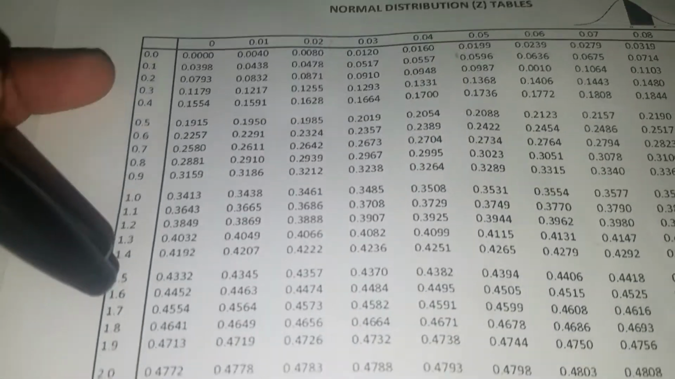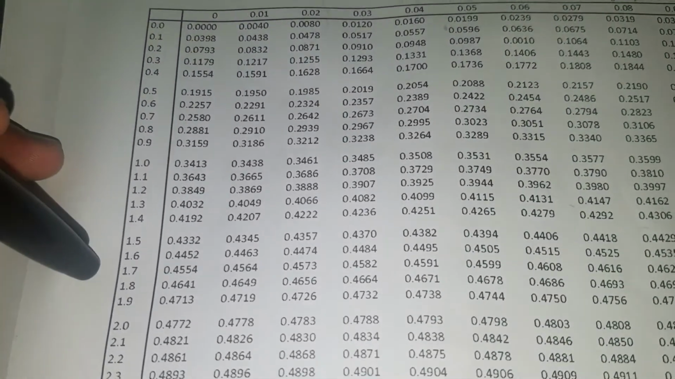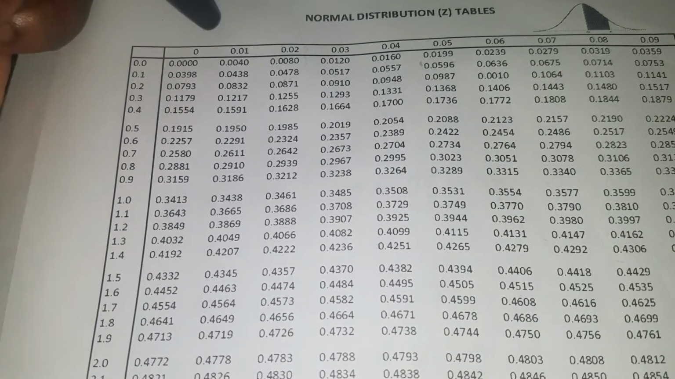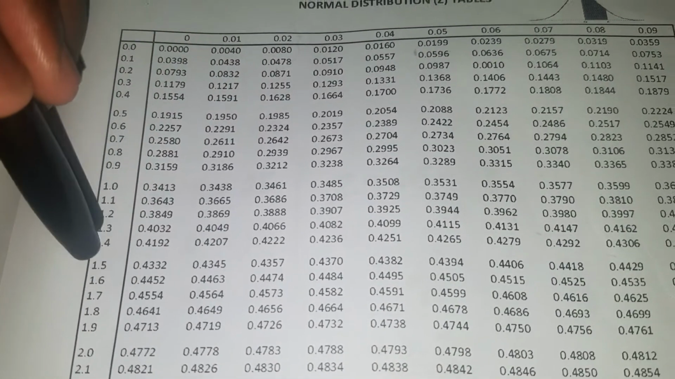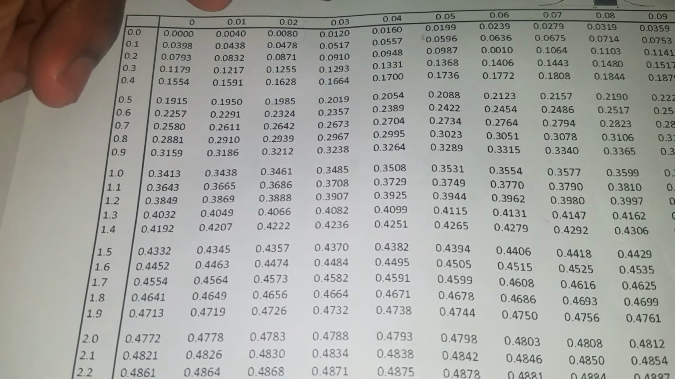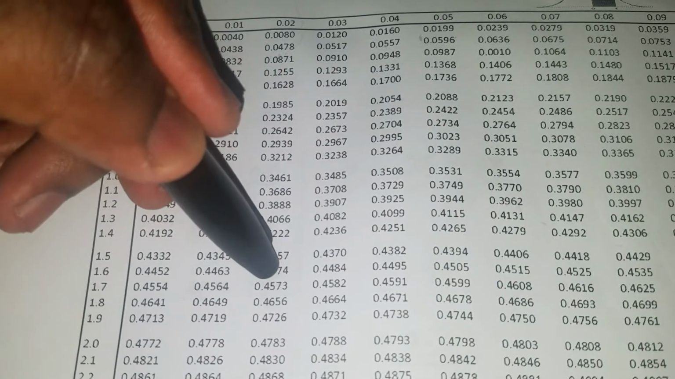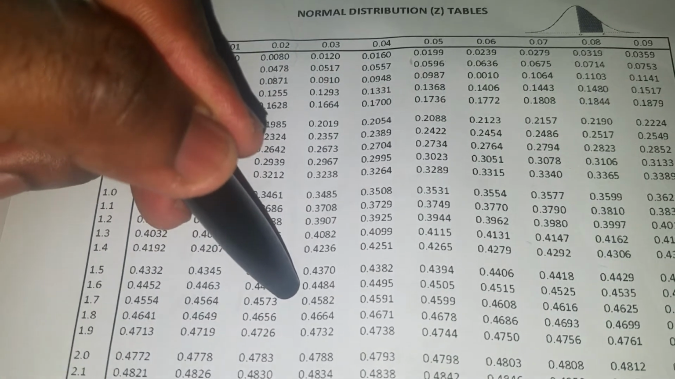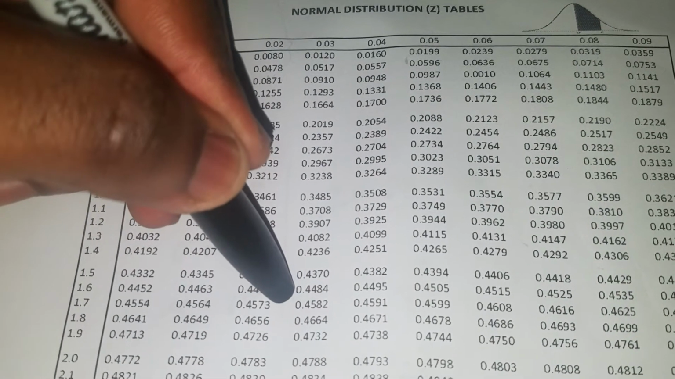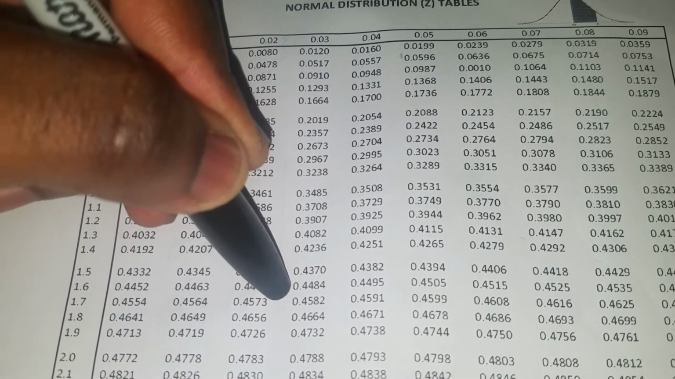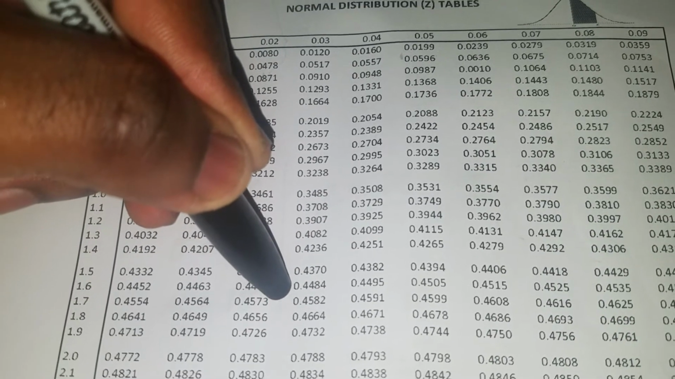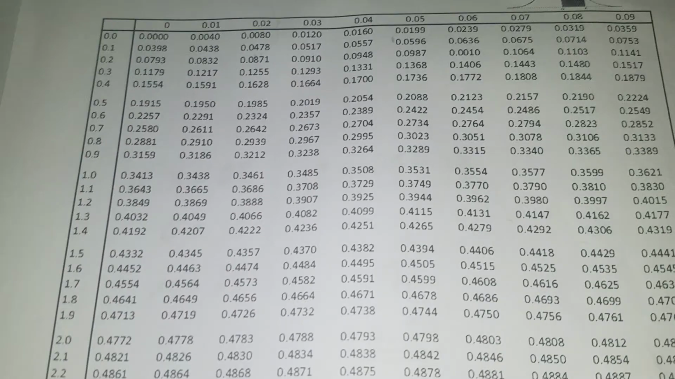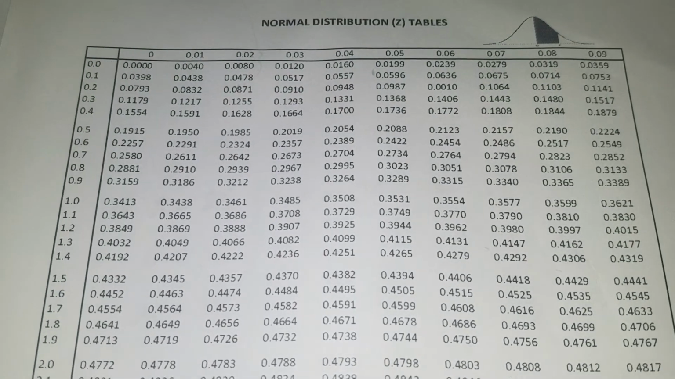Now, let's say we have a Z score of 1.73. We'd first look to the left column. We look for 1.7, and then we look up here for 3. So 1.7, 3, and that would intersect right here. So therefore the probability for a 1.73 Z score would be 0.4582.